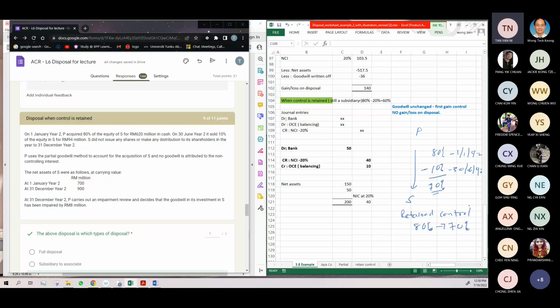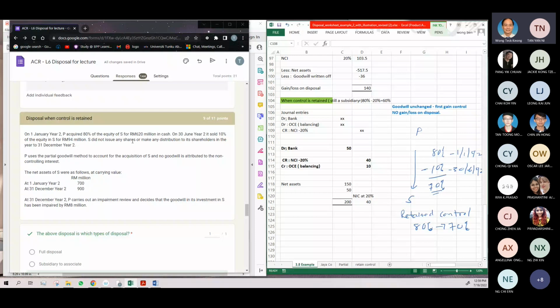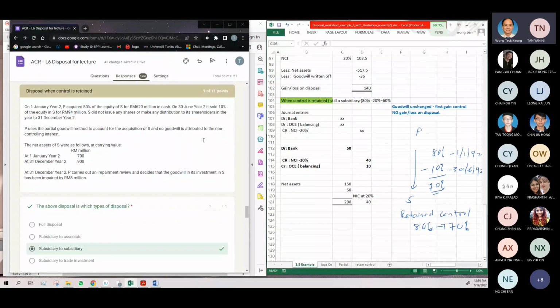Further, S did not issue any share or make any distribution of its shareholding. So the share capital remains the same, unchanged. We're not worried about any change in share capital. So the percentage will change, the ownership will change, but not the share capital.